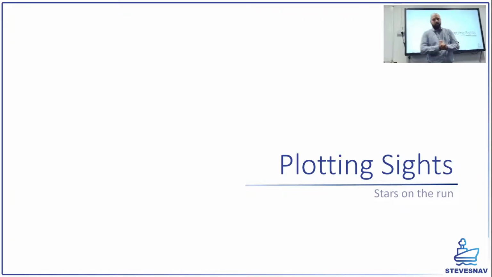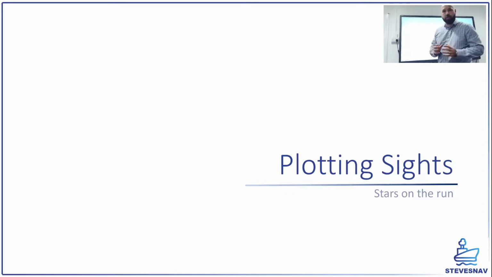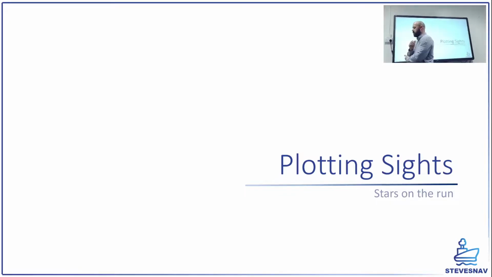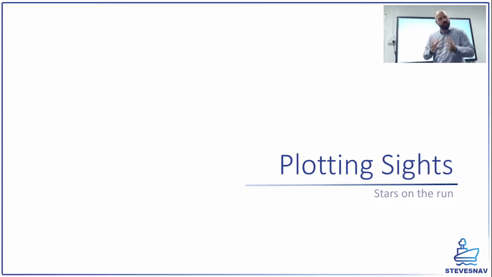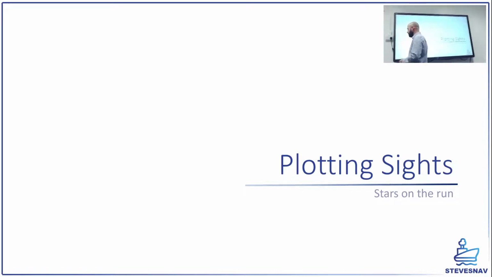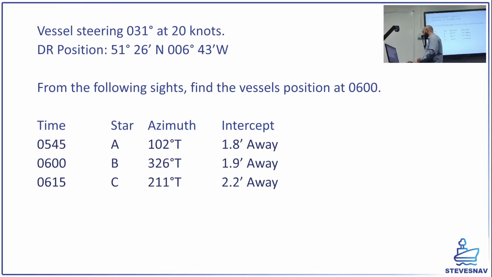Right guys, so we're going to have a look at how to plot stars on the run now quite quickly. These questions come up where you have one DR position but 3 sites to plot, and they're all at different times, even though you use the same DR. The reason this happens is you've been a bit lazy, you've used one DR to save you calculating a couple of them, and to save you having to find 2 or 3 different LHAs, it makes the numbers a bit quicker. So how these questions will typically look.